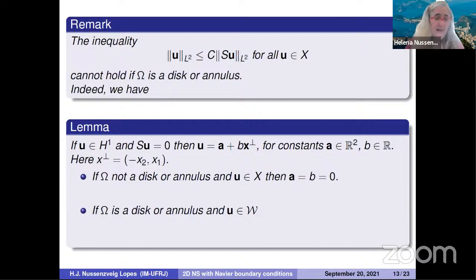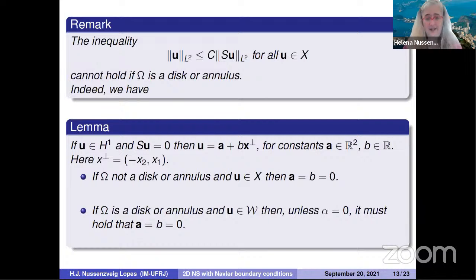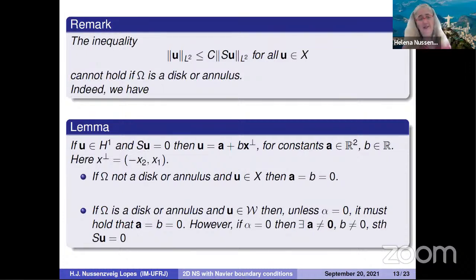Okay. On the other hand, if omega is a disk or an annulus, and U is a function which satisfies the Navier boundary conditions, then unless alpha is equal to 0, A equals B equals 0. However, if alpha equals 0, then there exist non-zero constants A and B such that SU equals 0. So we would have SU equals 0 without U being 0. So this inequality cannot hold in general for all U in X. There are U's in X for which this doesn't hold, obviously.